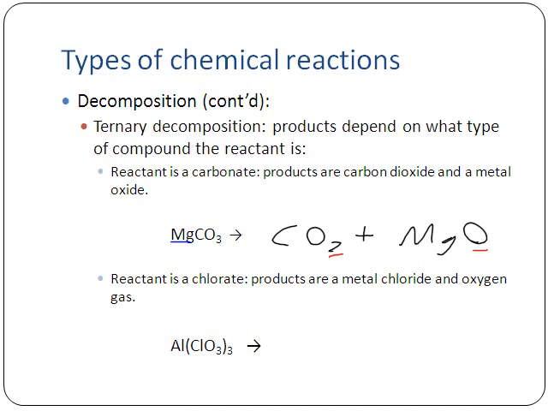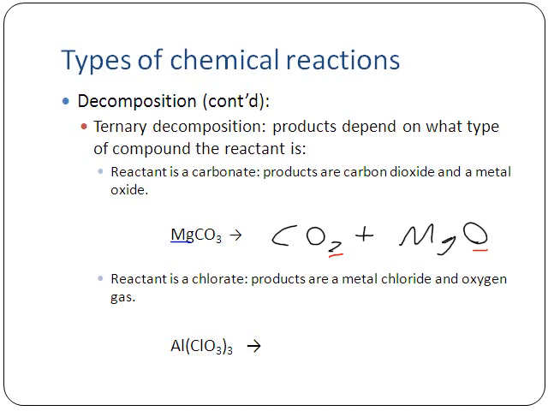So, AlClO3. For this one, once again, the first thing you should notice is that this has just 1 reactant, and so it's decomposition. It has 3 elements in it, so it's going to be ternary decomposition. You then look at your 4 different types.